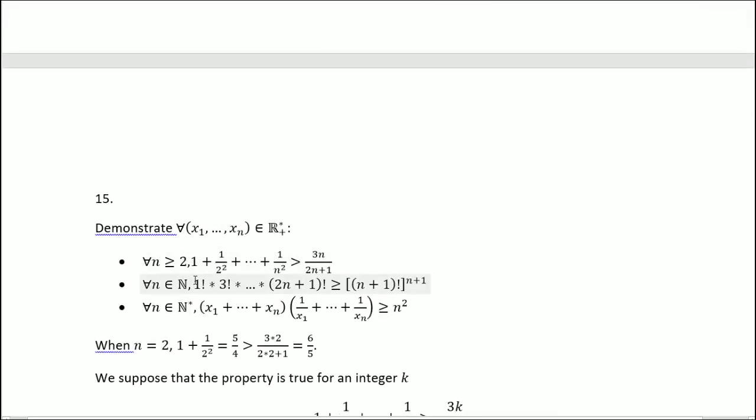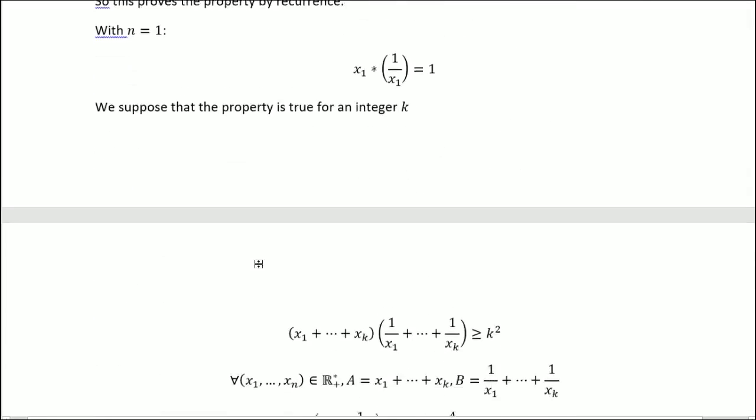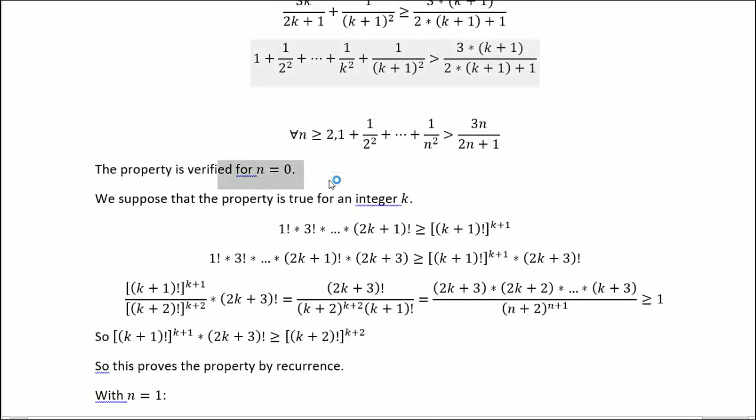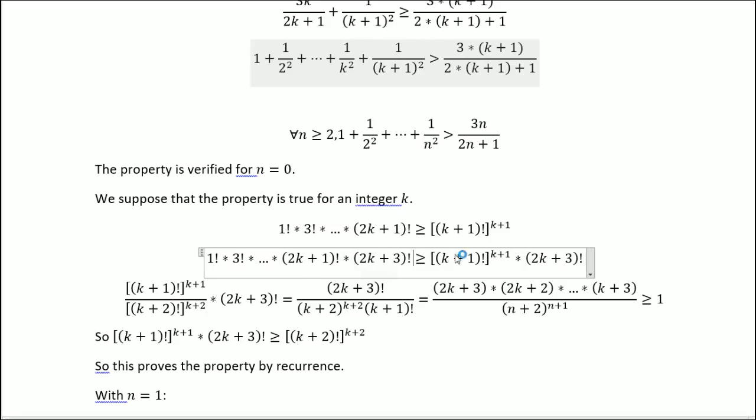So next question is just the product of the factorials. So for n equals 0, it's verified. Now I suppose it's true for an integer k. So we get this inequality, and then I multiply by factorial 2k over 3. Oops, it's a mistake. Yeah, multiply by factorial 2k over 3 on both sides of the inequality.